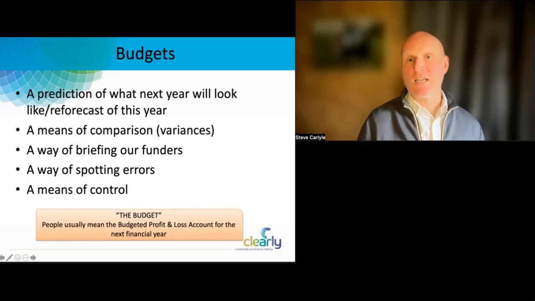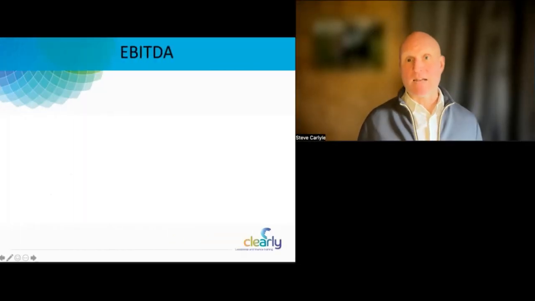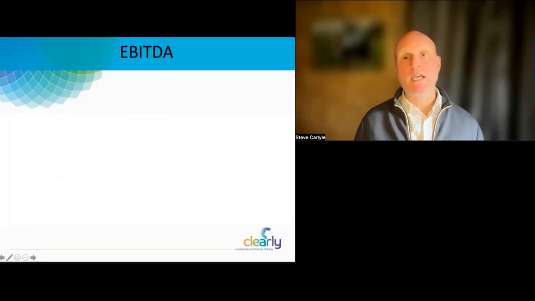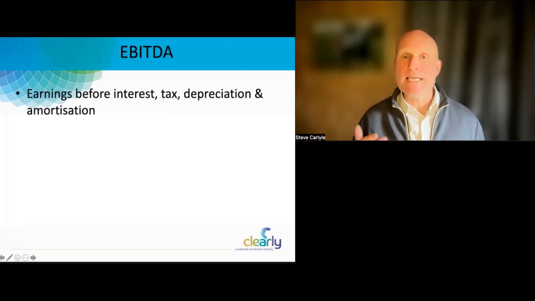Now, onto a separate topic of EBITDA. Okay, EBITDA, what's this all about? Well, it's an acronym. We already came across the idea of EBIT, earnings before interest and tax, when we looked at the profit and loss account. The earnings before interest and tax also has the name operating profit in the profit and loss account.